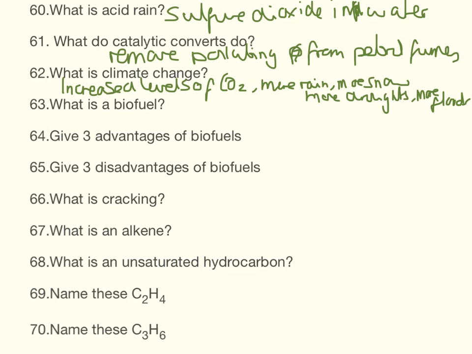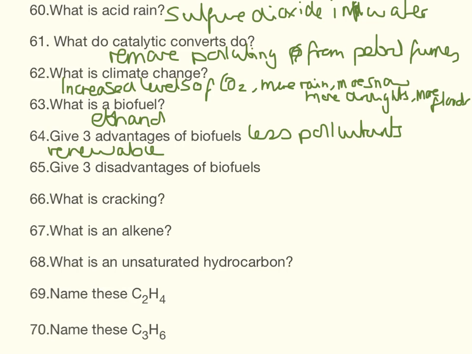A biofuel is something like ethanol that we can use to power things. So three advantages of biofuel are that they have less pollutants, they are renewable, and they are carbon neutral, which means they absorb carbon dioxide as they grow.